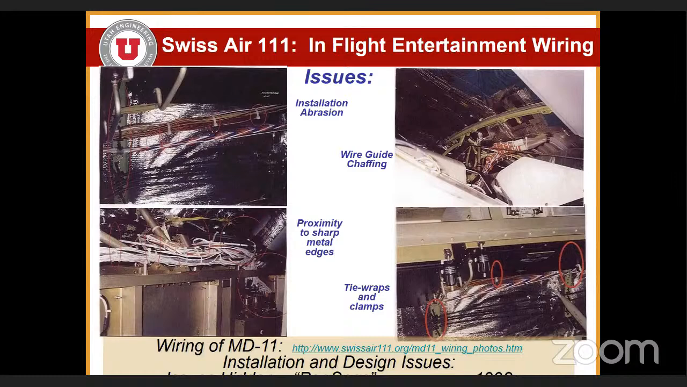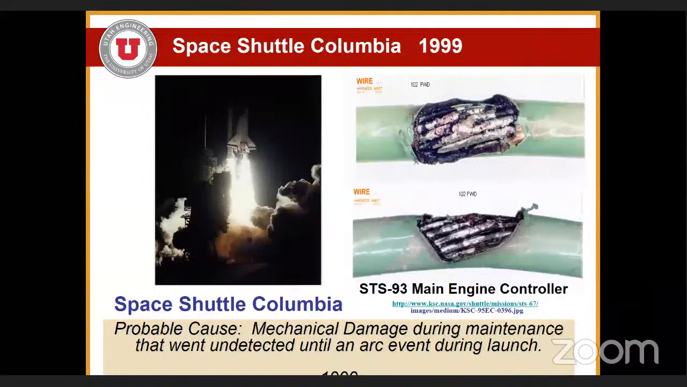The Space Shuttle Columbia in 1999 also had a failure. 3 seconds into flight, the main engine controller went out. Fortunately, as with all flying devices, they had 3 redundant systems and it switched over and the flight went as planned. However, when it came back and they inspected everything, they found this chafe and fray where a wire had rubbed because of the vibration, had rubbed against another metal structure and had in fact short-circuited out and caused the main engine controller failure. So these are the types of things that cause that problem.